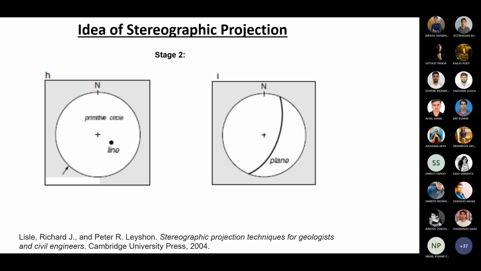So now what is happening? The final result of the projection is to produce a representation on a flat piece of paper of a 3-dimensional orientation, and that is what you can call the stereogram.